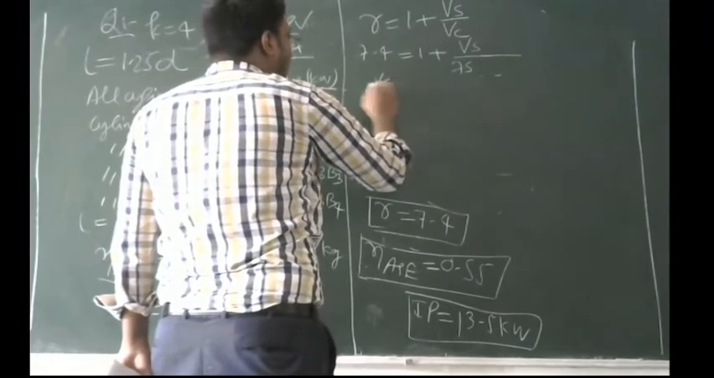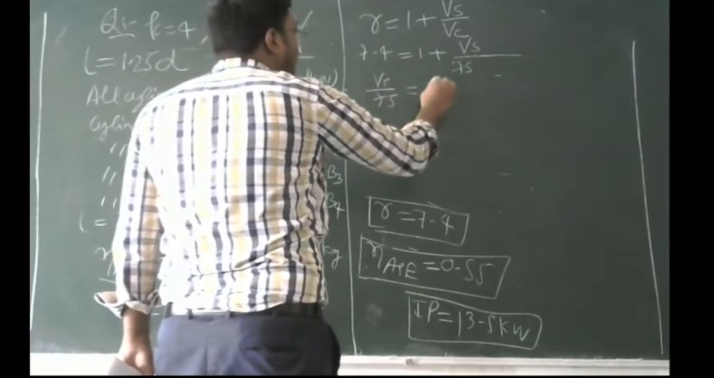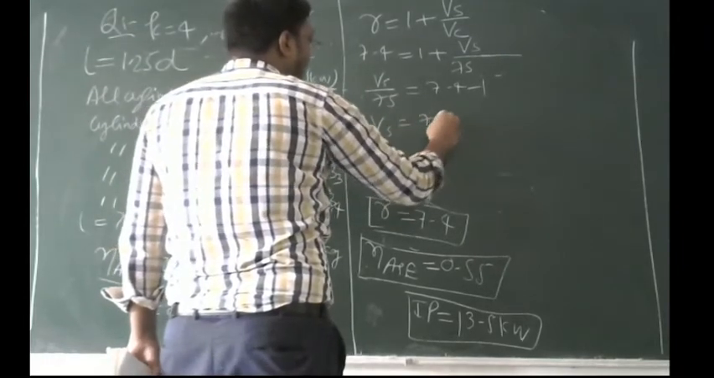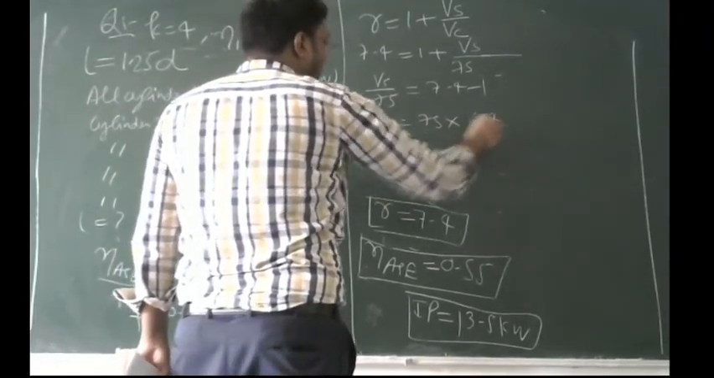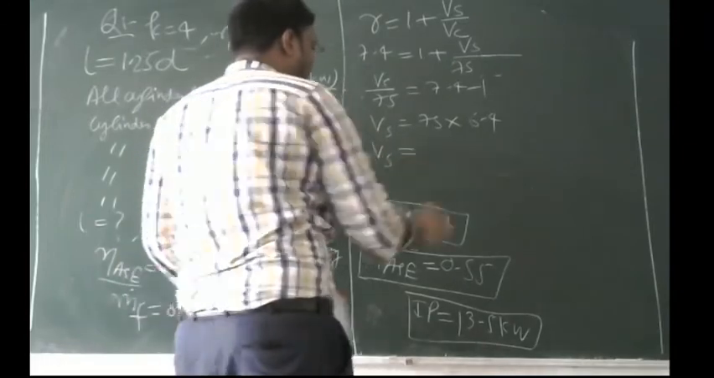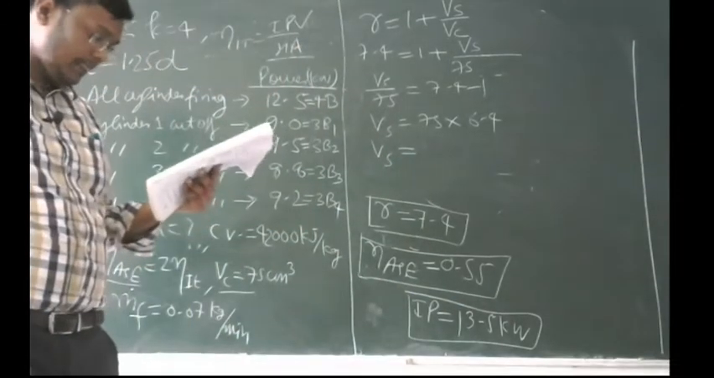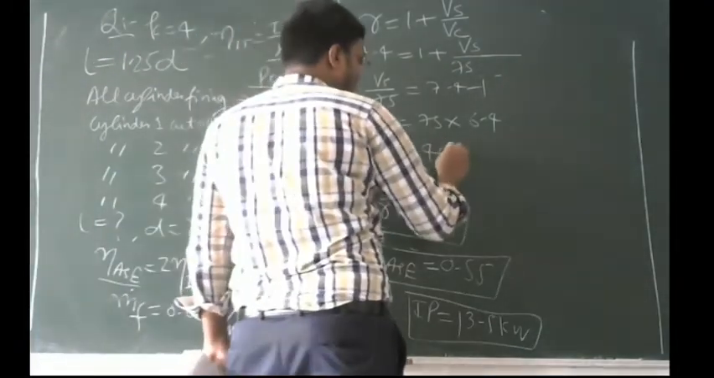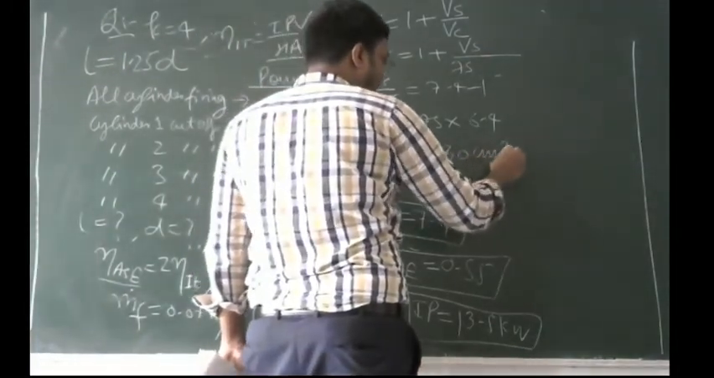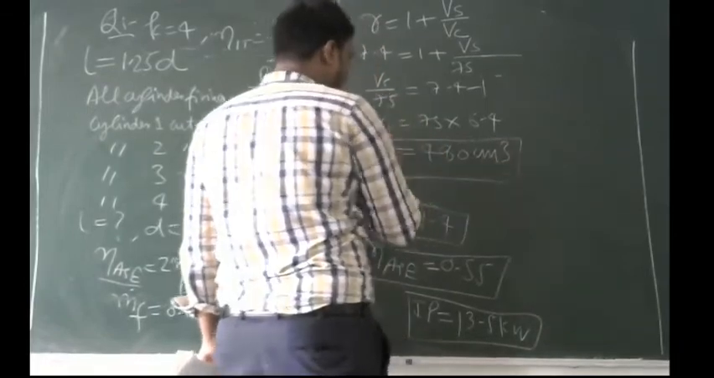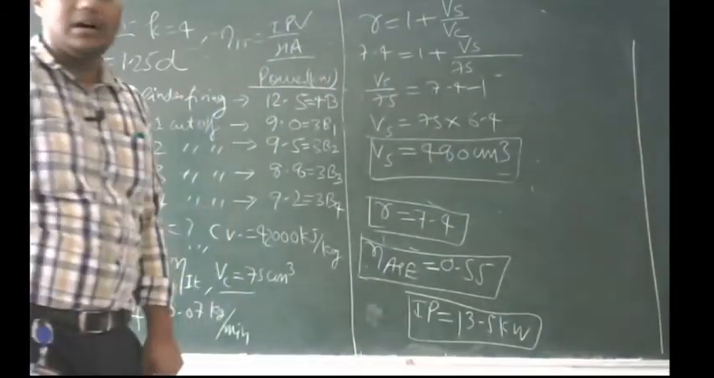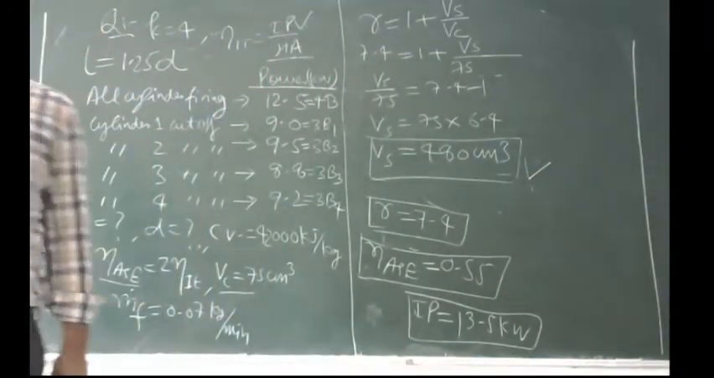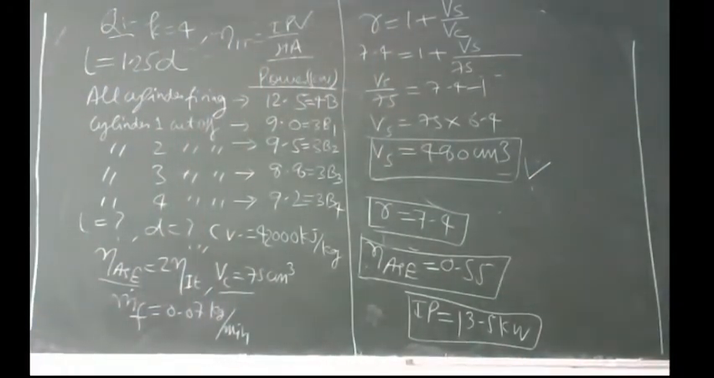So Vs by 75 is equal to 7.4 minus 1, or Vs is equal to 75 into 6.4. So we get the value of Vs equal to 480 centimeter cube. Now we have the value of Vs, so we can get the value of stroke length and diameter very easily.